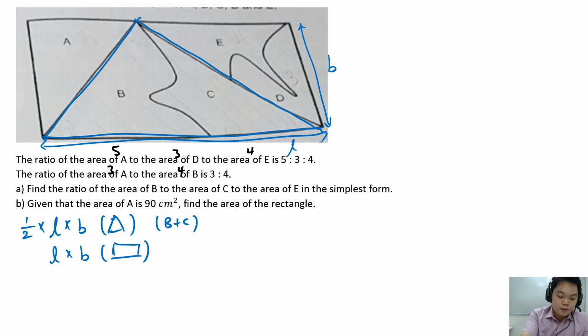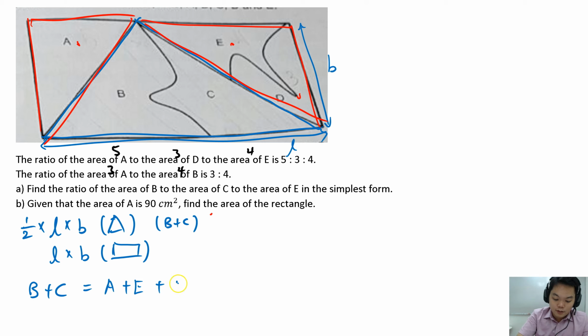Now what about A, E and D? If B and C is already half of the rectangle and you've taken away half of this, combining these three regions would give you half of the rectangle as well. So what we can say is that B plus C is equal to A plus E plus D. So this is the first point that we must realize.